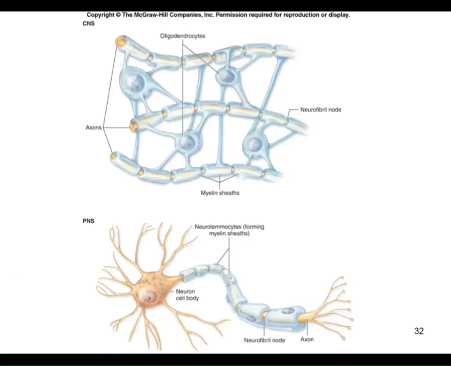And between, there are some little spaces called what again? Yeah, here it's called a neurofibril node, but I won't use that word. I'll just say node of Ranvier, right? Now, the significance of that will be more clearly laid out next semester. But when there are nodes of Ranvier, the electrical signal can jump very, very quickly down the axon. It actually facilitates a faster electrical signal.